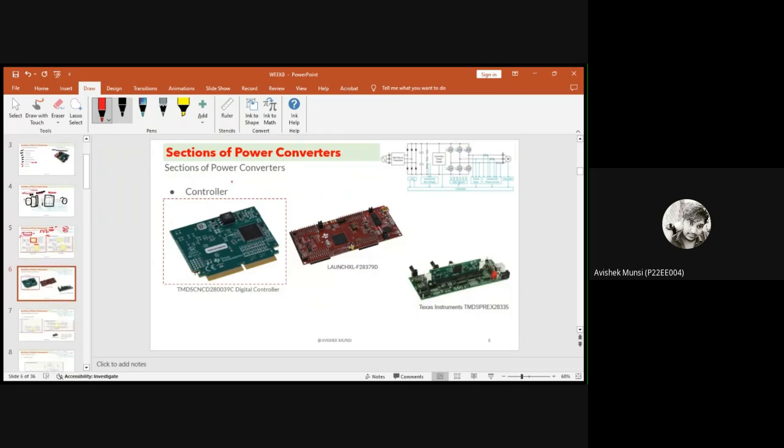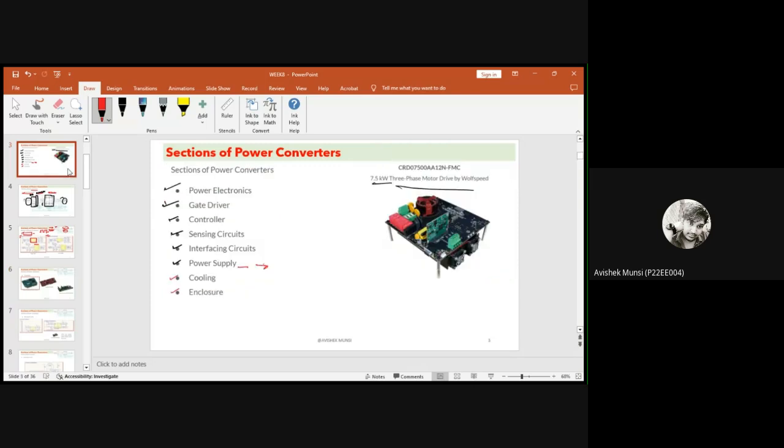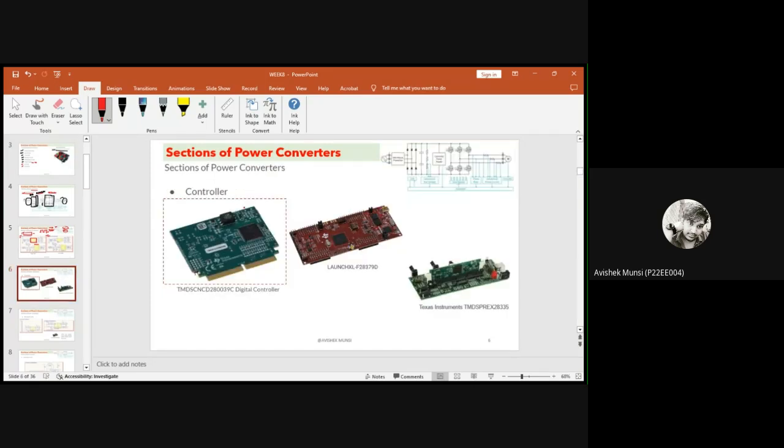Next is the power converter controller. For controlling the power converter, we require a dedicated controller. In the power converter which I showed on the first slide, this is the controller here. It is basically a TMDSCNCD28039C digital controller of Texas, and there are many other Texas microcontroller boards. This is very popular: the LaunchXL F28379D. This is under the Delfino.